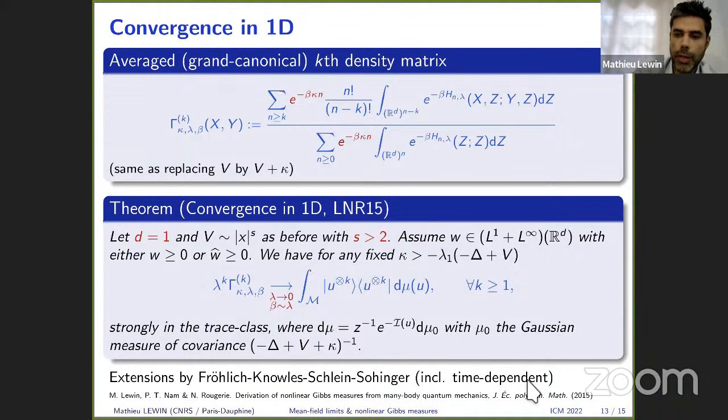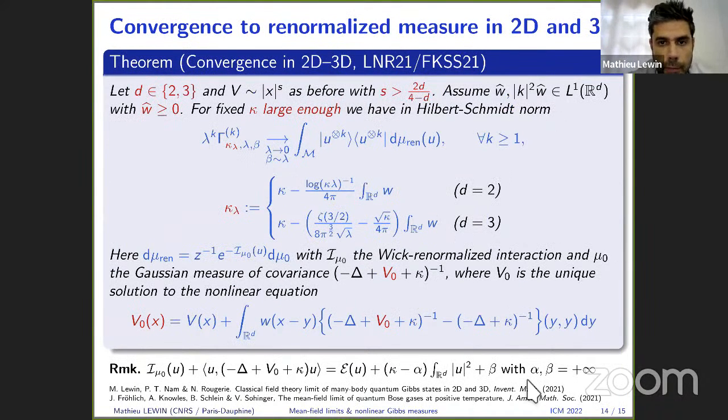So let me now turn to the difficult theorem, the one I mentioned that we published in Inventiones last year, which is about the renormalized problem. So it's a bit the same theorem. We work in dimensions 2 and 3. We assume that V behaves like x to the s as before. We assume that s is large enough. And then the theorem says that lambda to the k, gamma k converges to the same thing with a renormalized nonlinear Gibbs measure. And the limit is the same, that lambda goes to 0 and beta behaves like lambda.